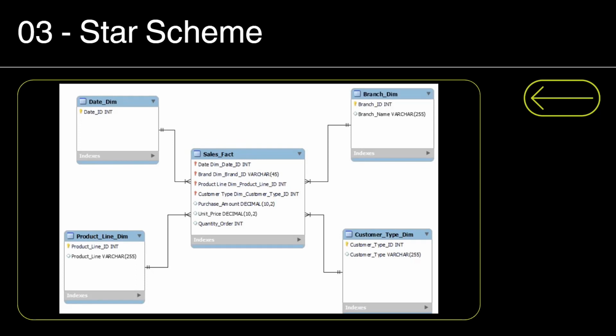And the third dimension table is the product line. There are two attributes: the first one is product line ID and the second one is product line. And the last dimension table is for the customer type. The attributes are customer type ID and customer type. And the next one will be explained by my friends.